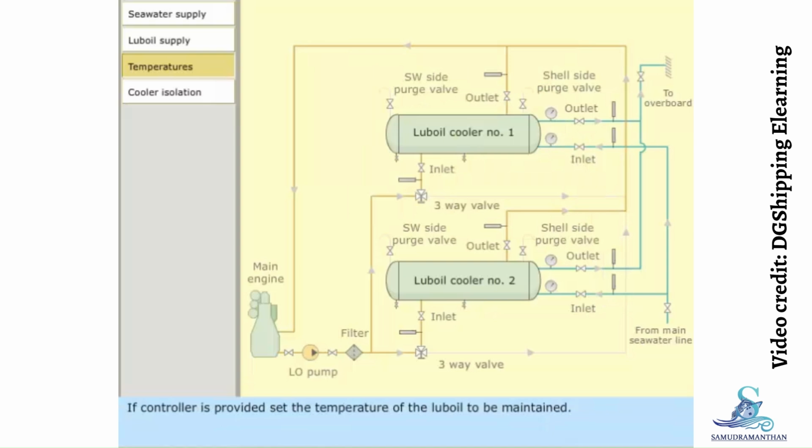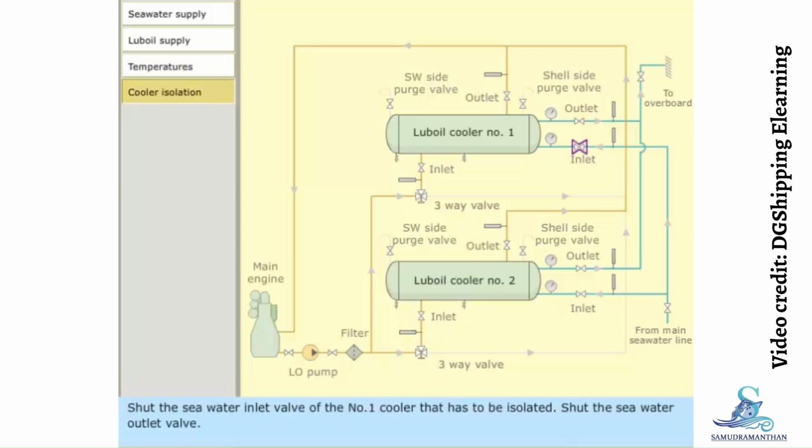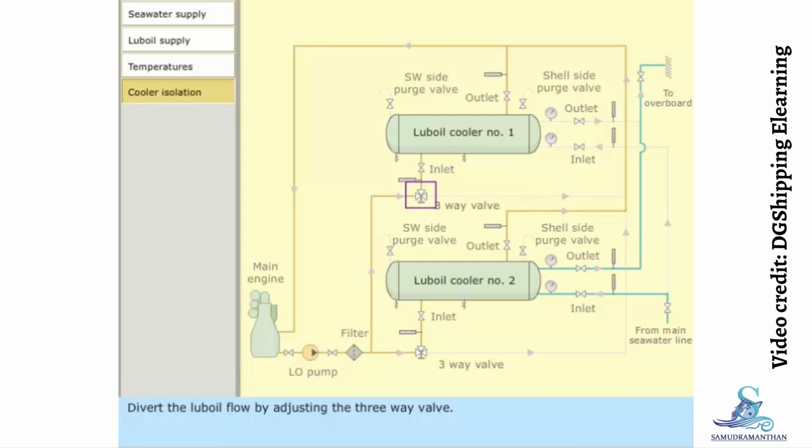If controller is provided, set the temperature of lube oil to be maintained. The temperature can be maintained manually by adjusting the three-way valve of the cooler. Shut the seawater inlet valve of the number 1 cooler that has to be isolated. Shut the seawater outlet valve. Divert the lube oil flow by adjusting the three-way valve.